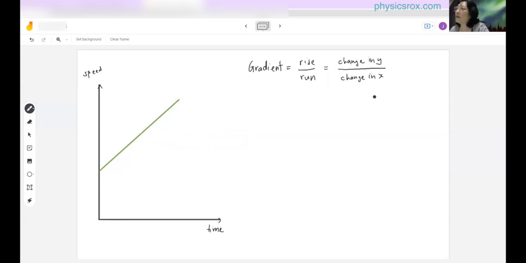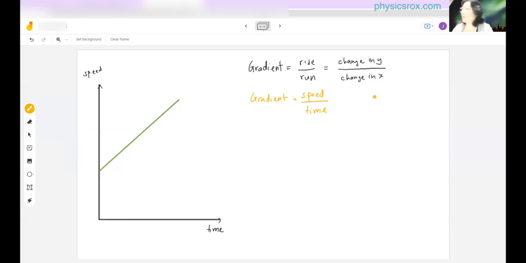So again, to figure out what the gradient represents, you can use the gradient formula: change in y over change in x. But remember that for physics, we don't call it y and x. The y-axis is speed, the x-axis is time. So when we look at this speed time graph, it's different from distance time already, obviously, because it's speed. So gradient, when you look at this, becomes speed divided by time.